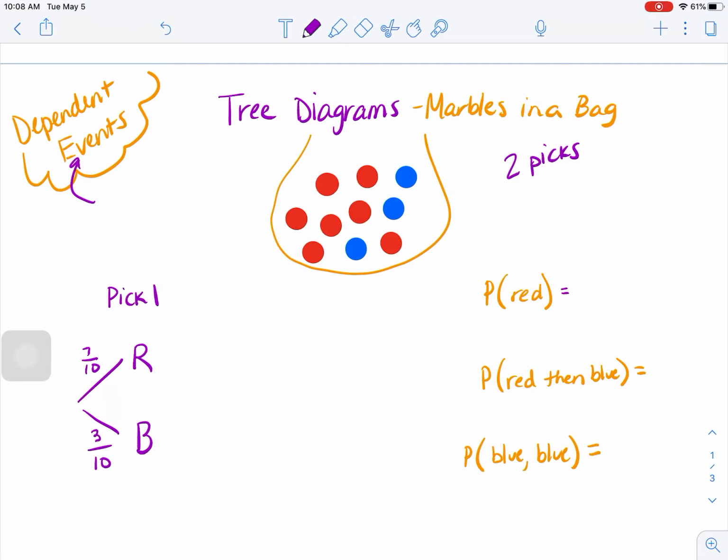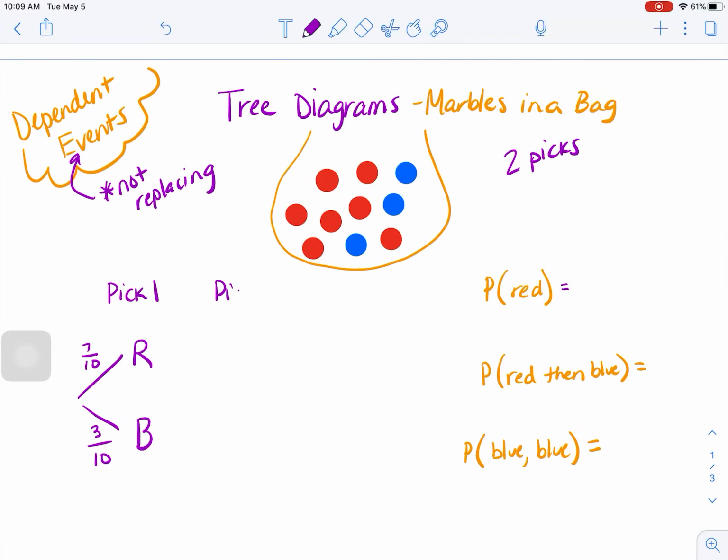After I pick that, so this is where we really have to think. I am not replacing these. That's what this dependent means. Not replacing. And we talked about that the other week.